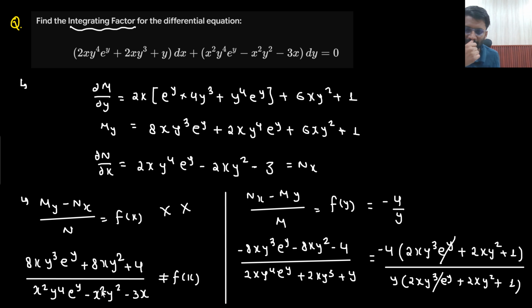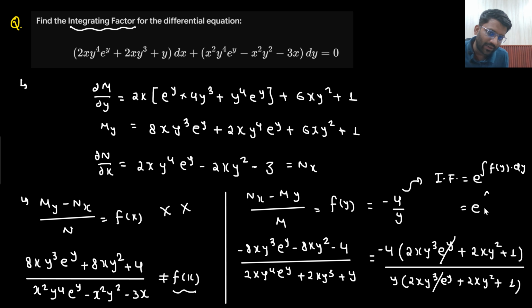If I take x common from here, and from the upper side if I take 4 common, nothing. If I take 4 common, here 1 will be left, here minus 3 will be left. So eventually it will never come out to be a function of x. You can check as many times as you can. It will not come out to be a function of x. So what will be your integrating factor? So my integrating factor will come out to be nothing but e to the power integral of f of y dy. So that would be e to the power integration of minus 4 by y dy.